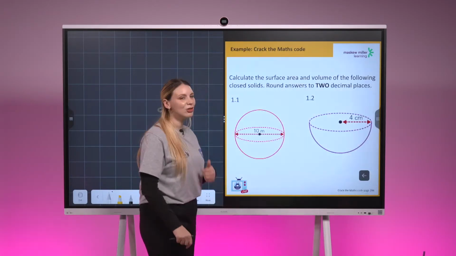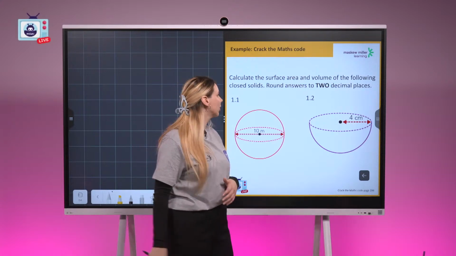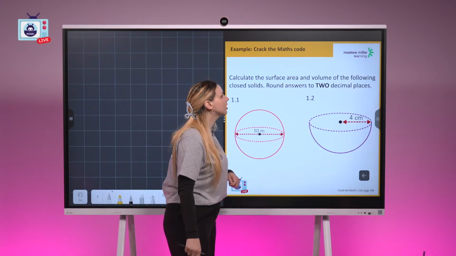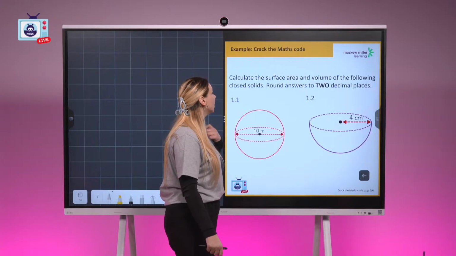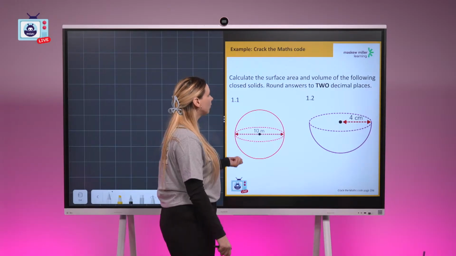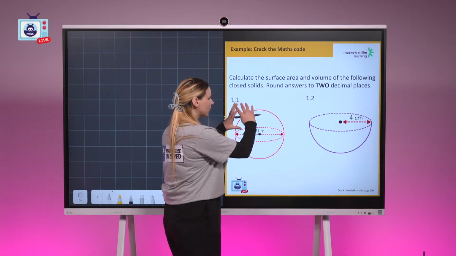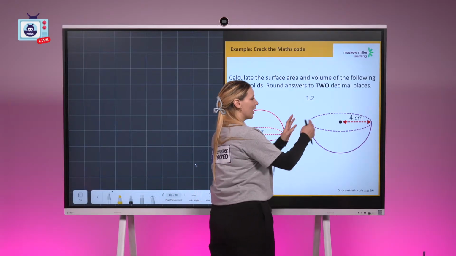Okay, we're going to do an exercise from Crack the Maths Code. It says, calculate the surface area and volume of the following closed solids. Round answers to 2 decimal places. So I've got a sphere and I've got a hemisphere.